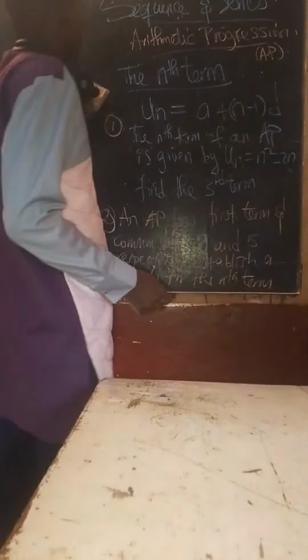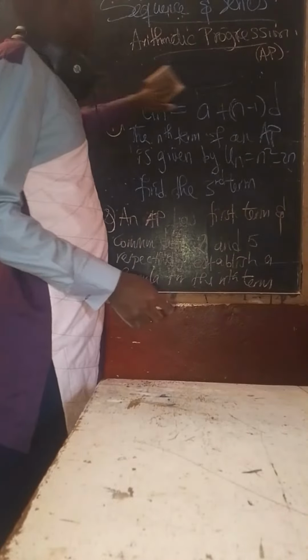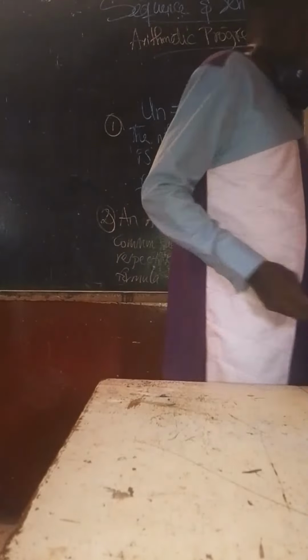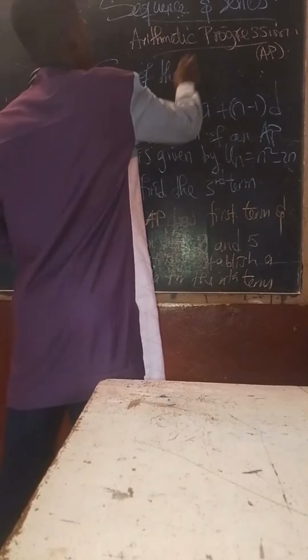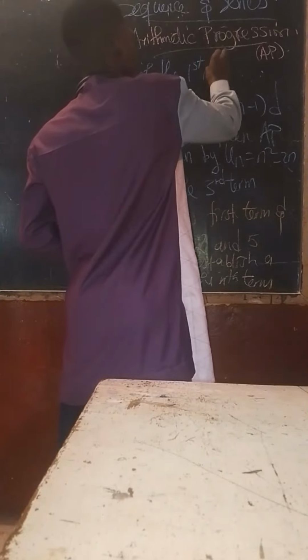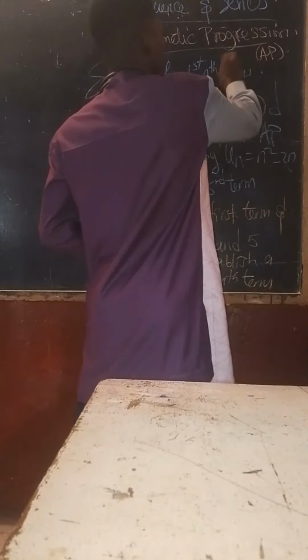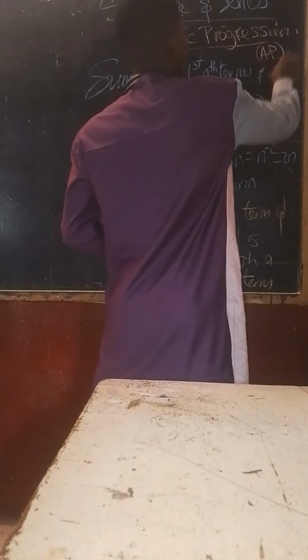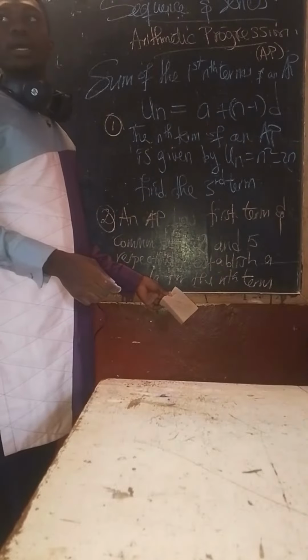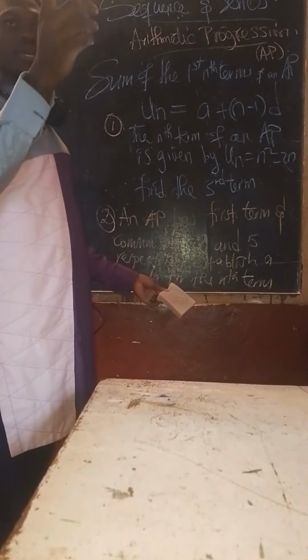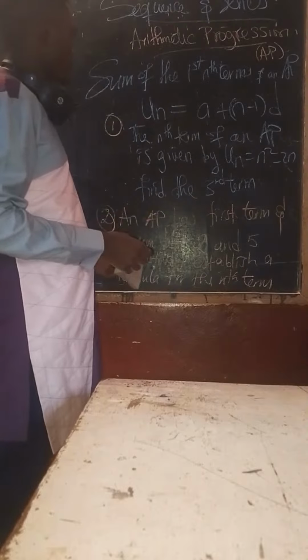Now, that's all for the end term of an AP. We'll have to look at the sum of the first n terms of an AP. Did you copy this question? The second question. Are you done with the first one? Okay.